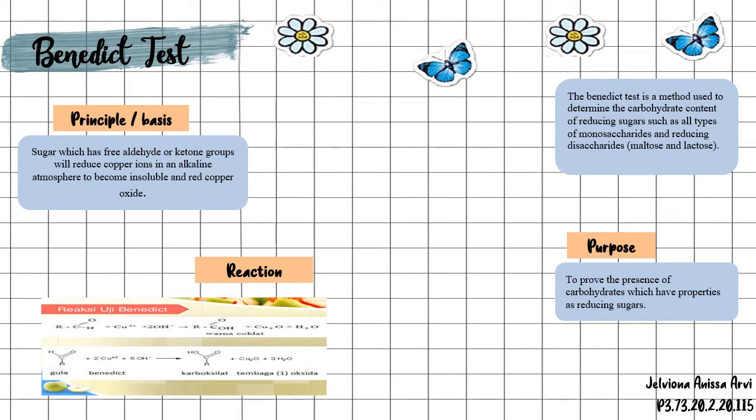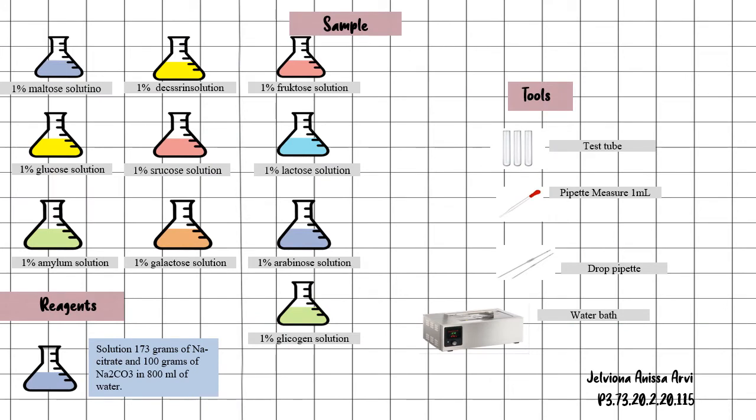And the principle of this test is the sugar which has free aldehyde or ketone group will reduce copper ions in an alkaline atmosphere to become insoluble and red copper oxide. And as you can see the picture below here, this is the reaction of Benedict test. And now the materials and the tools.